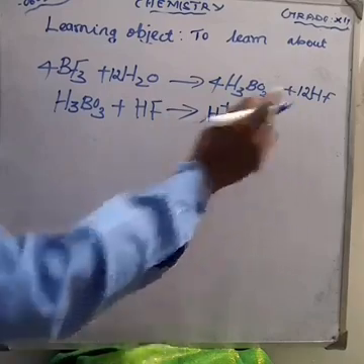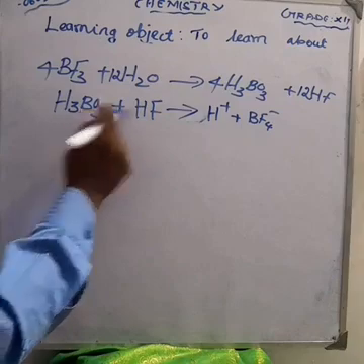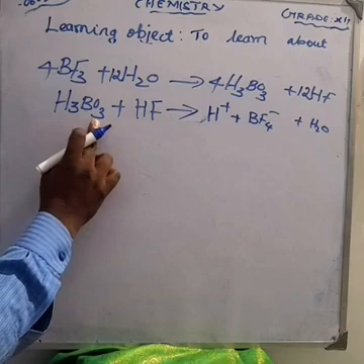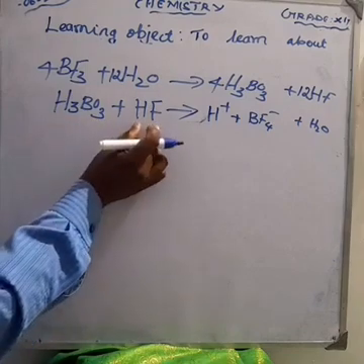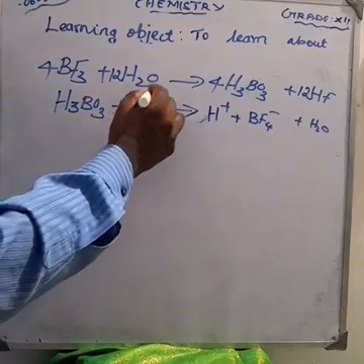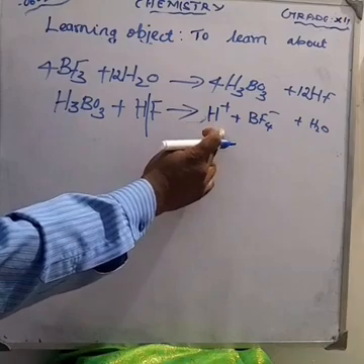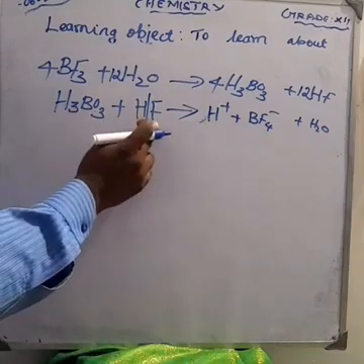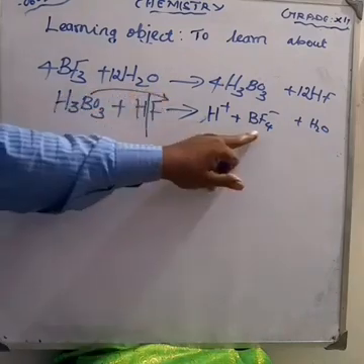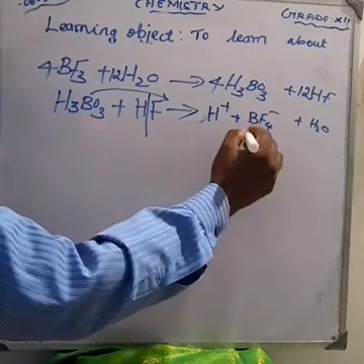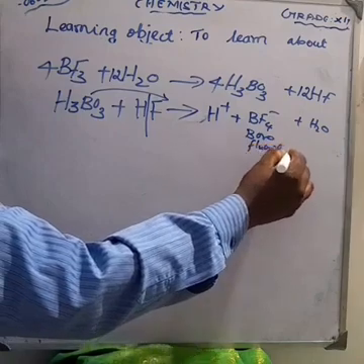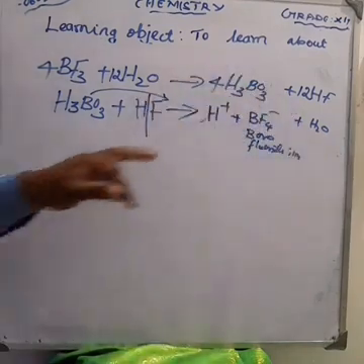So, how can you write this equation? I'm taking boric acid, H3BO3. This reacts with hydrogen fluoride, HF. We get, one of the important points, H plus and BF4 minus ion, the borofluoride ion. This is one of the anions, am I right? And we also get hydrogen combining with the OH to form water.